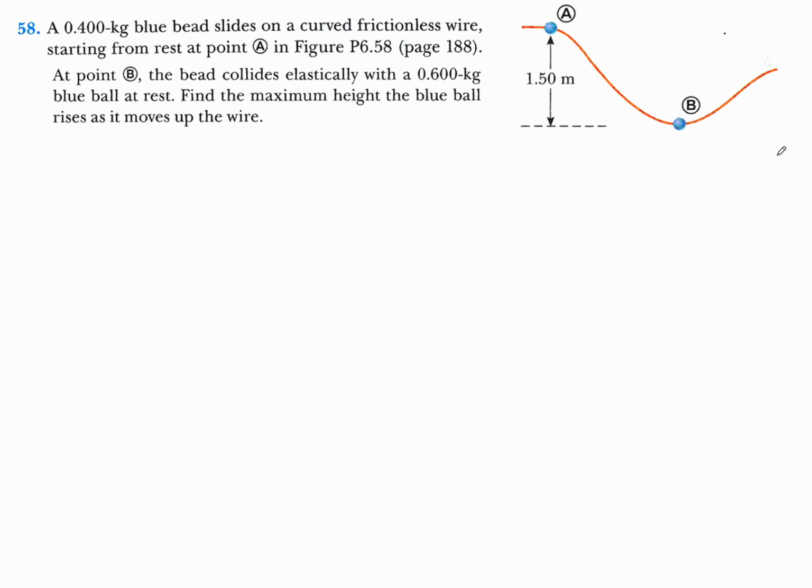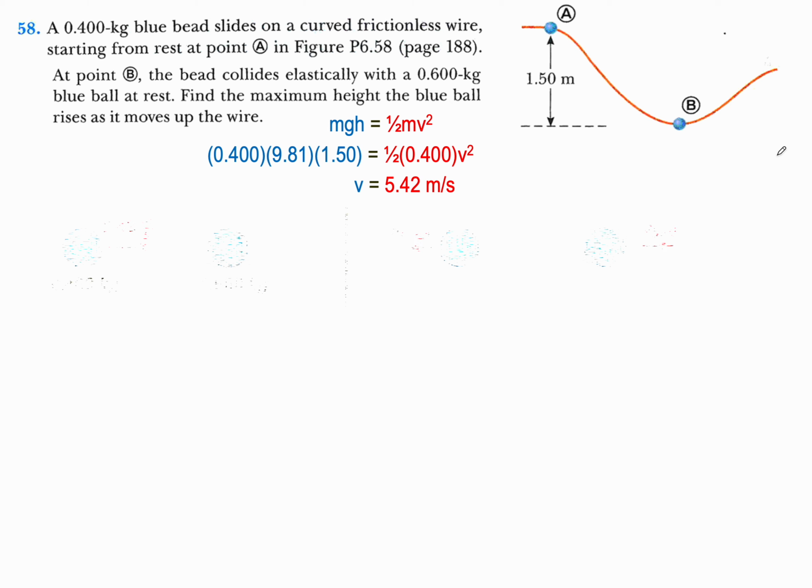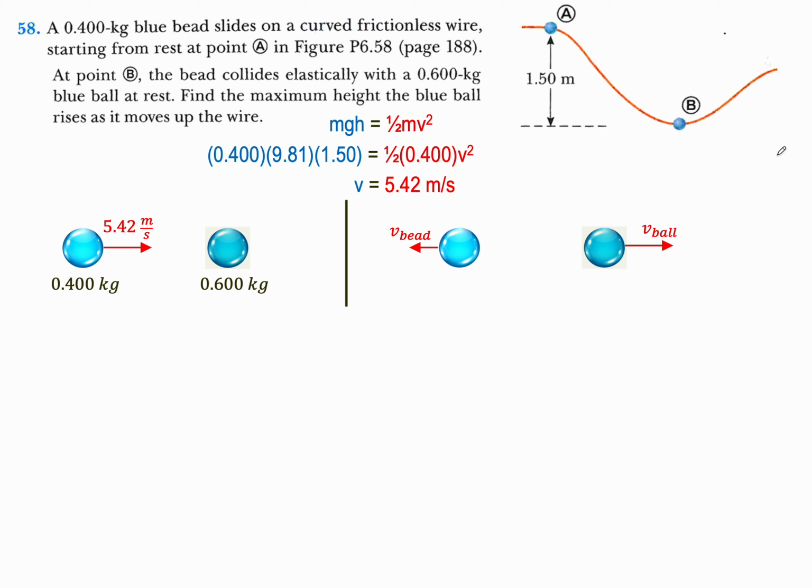collision. So first of all, we have to figure out how fast the bead, which is released from the top, is going to be moving. So just using energy, gravitational potential equals kinetic, we can plug in our numbers and figure out it's going to be moving at 5.42 meters per second when it collides with the ball at point B. Now we're looking at an elastic collision before and afterwards.